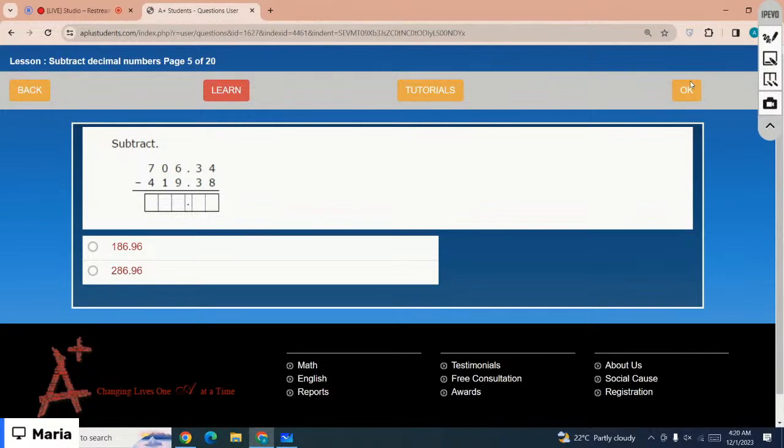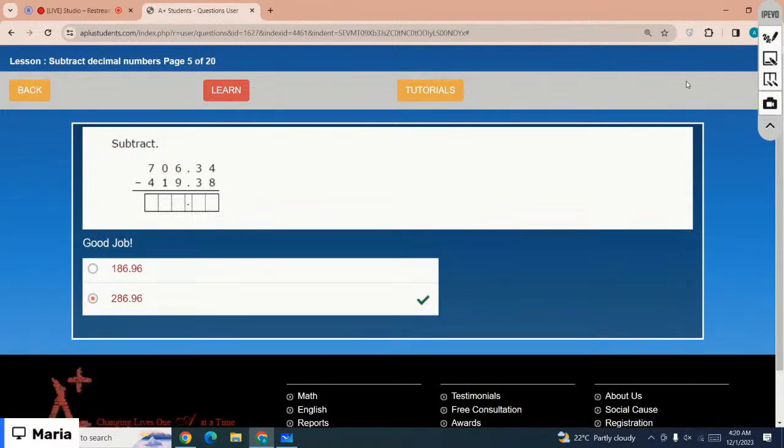Which is the correct option? Use your notebook and pencil. Do the questions in your notebook. Do not guess the answers, right? The correct option is 286.96. Very good.